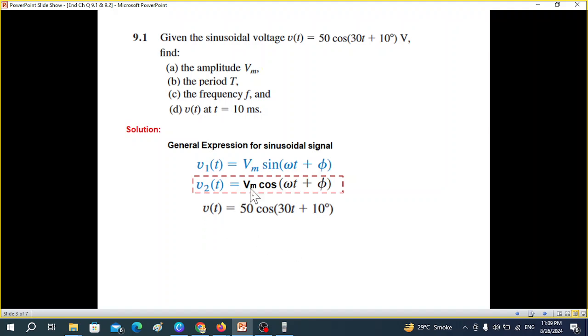Okay, so we compare these two. This is a given signal. And from here you can easily see that Vm, or V maximum, or V peak, is 50 volt. And similarly, from here you can see omega is 30. So we'll use this value of omega. So the first part is now found out: Vm is 50 volt.